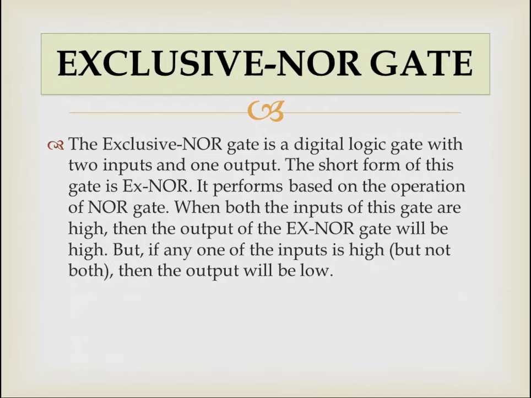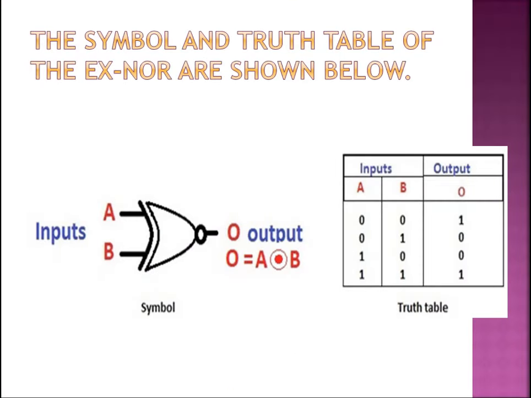The exclusive NOR gate is a digital logic gate with 2 inputs and 1 output. The short form of this gate is XNOR. It performs based on the operation of the NOR gate. When both the inputs of this gate are high, then the output of the XNOR gate will be high. But if any of the inputs is high but not both, then the output will be low, which means 0. So this one is totally the inverse of the gate which I told you about previously.